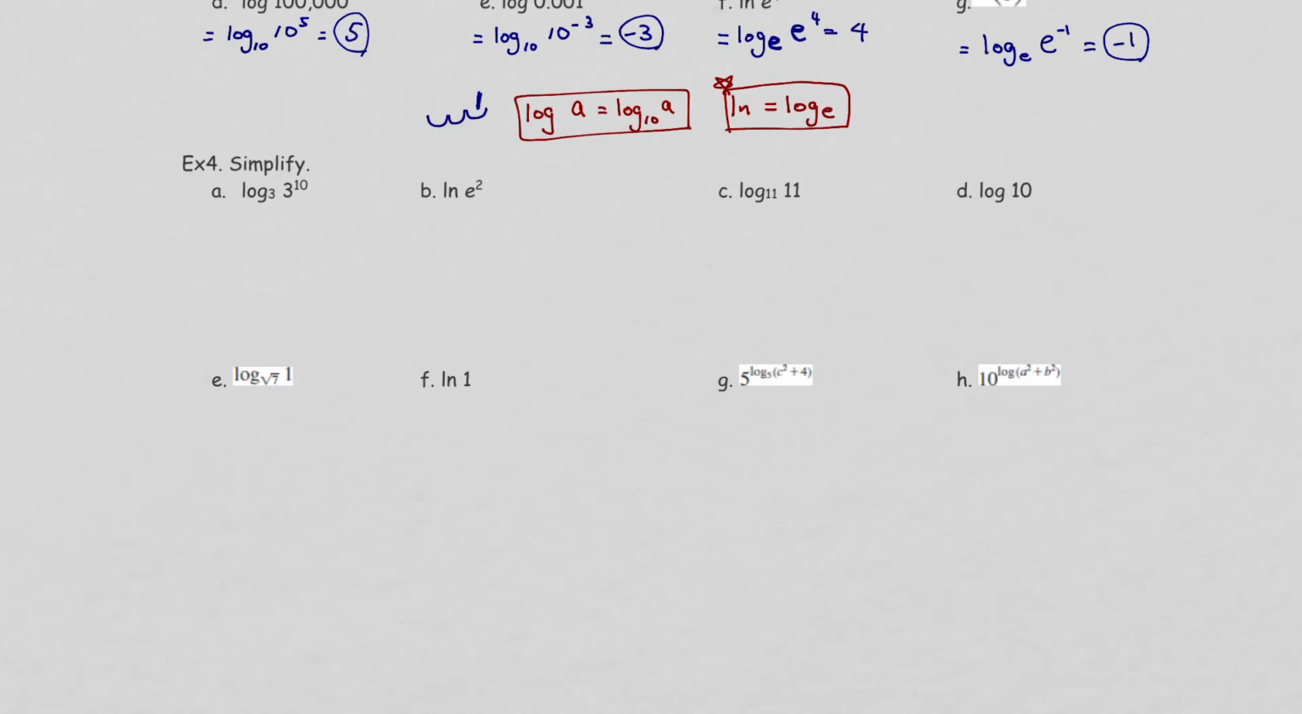Example 4, simplifying. So we're doing the same thing, evaluating, simplifying, right? Same small base, larger base, the exponent will be the solution. ln is the same as log base e squared, so that will be 2. If you have the same small base and larger base, then 1 is the solution, right?